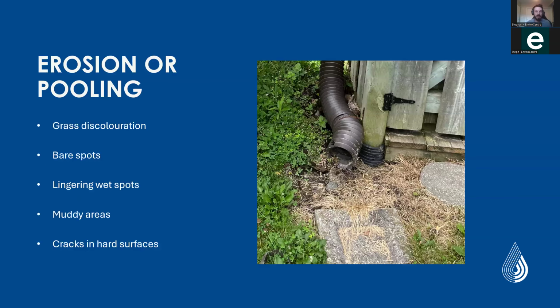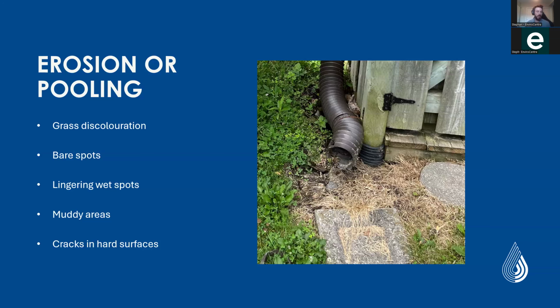All right. So the last thing we're looking for on our walk around our home here is erosion or pooling. This is mostly just to give us more context as to where our water's ending up, where it may be going. So we're looking for grass discoloration, bare spots, which this is kind of both, lingering wet spots. So if you notice, even a day after it's rained, a pool of water somewhere on your lawn, that can tell you that area of the lawn isn't absorbing the water enough. So you may have to alter it in some way.